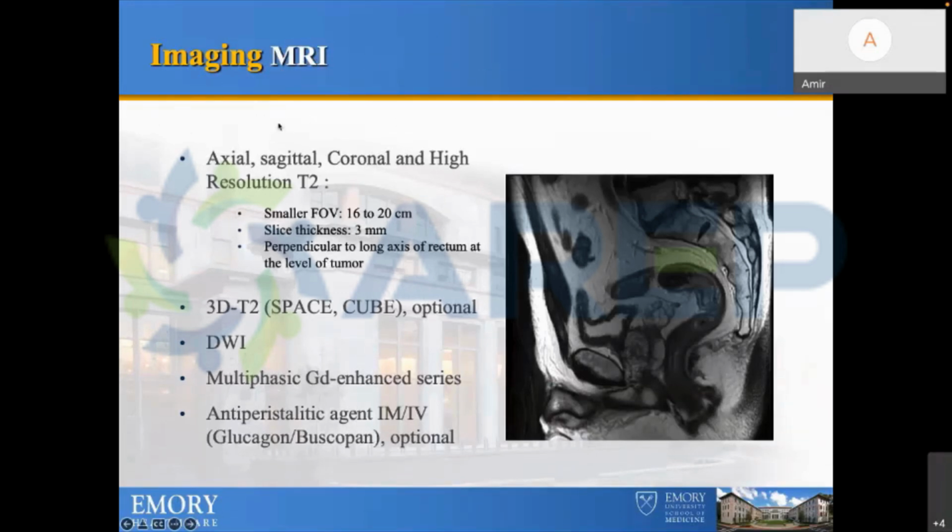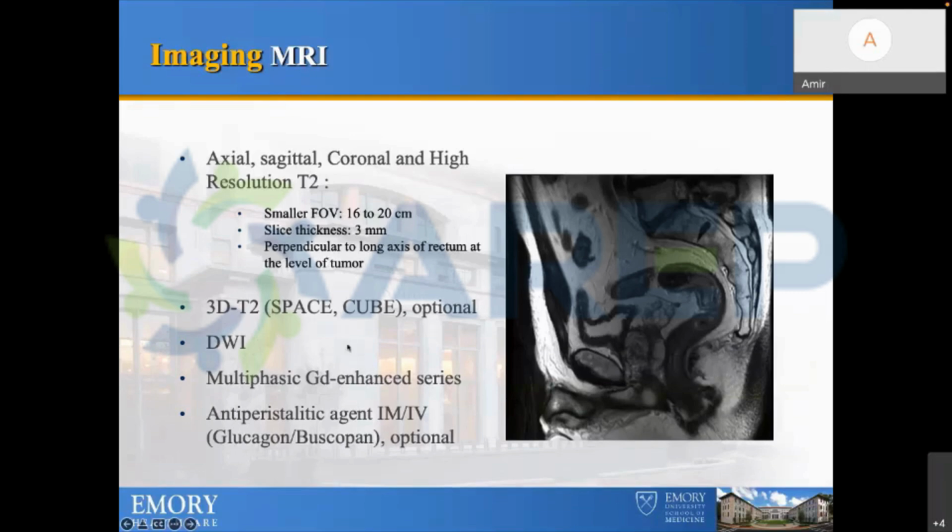Okay, so let's talk about MRI. In the standard protocol, we are going to use high-resolution T2 weighted images on axial, sagittal, and coronal planes, basically triplanar high-resolution T2 weighted imaging. We have a smaller field of view because we want to have a higher resolution. The slice thickness usually is as thin as possible.